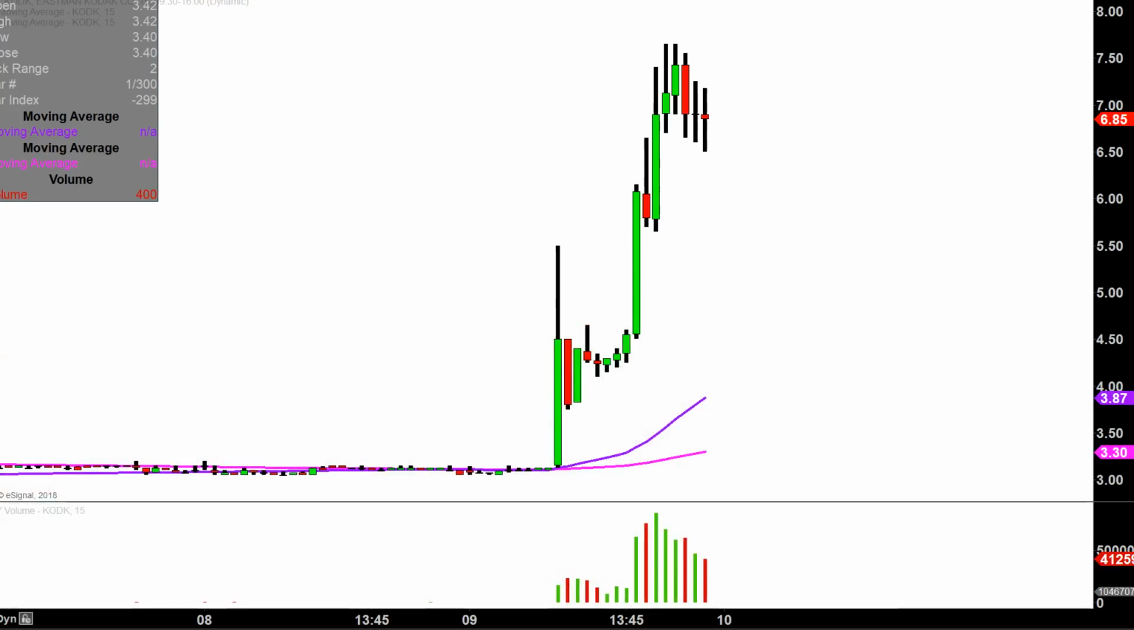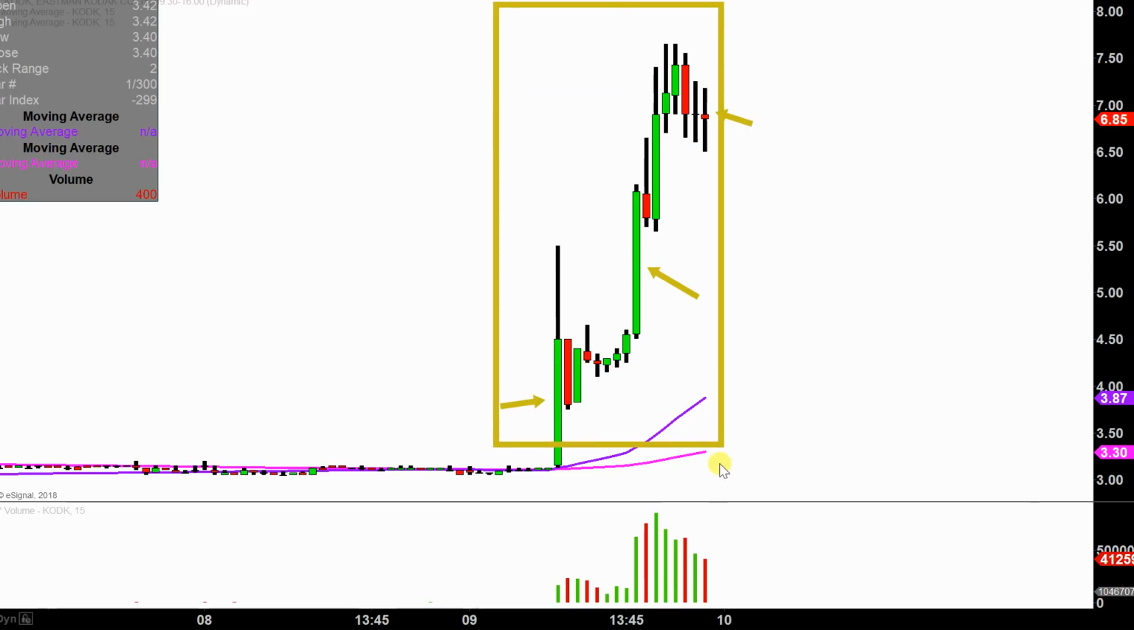Real quick, what do I mean by 15-minute in case maybe you're new to charts? Instead of each one of these candlesticks here representing one day's worth of price action, which is what you would normally see, each one represents 15 minutes worth of time. So this here may look like a couple weeks. It's actually just today's price action broken down into 15-minute time slices.